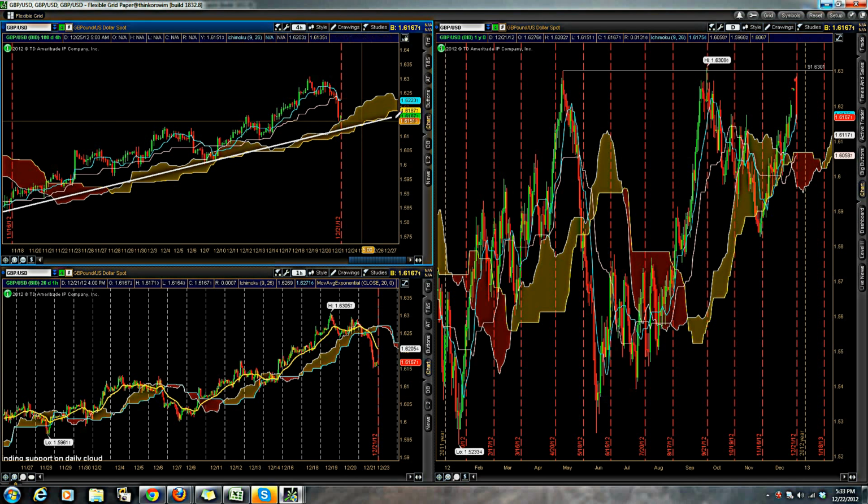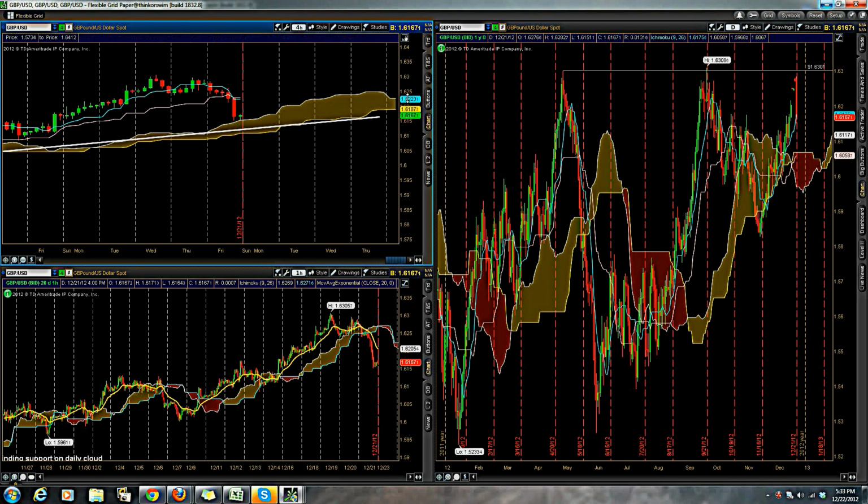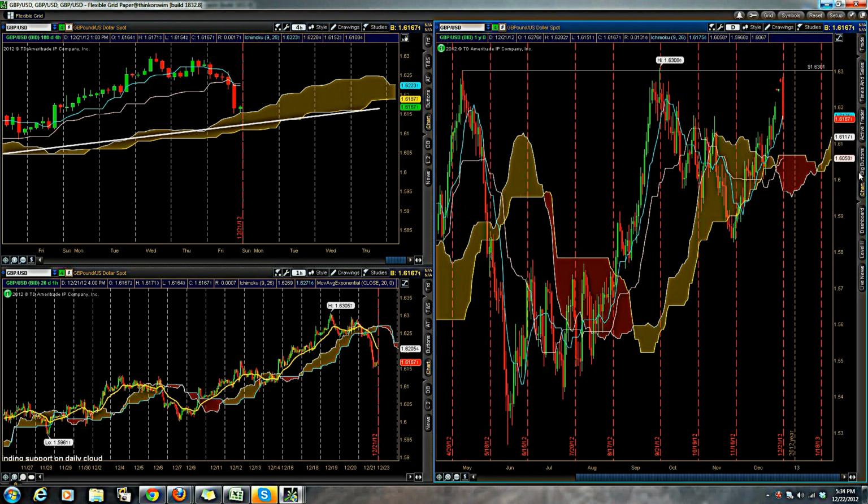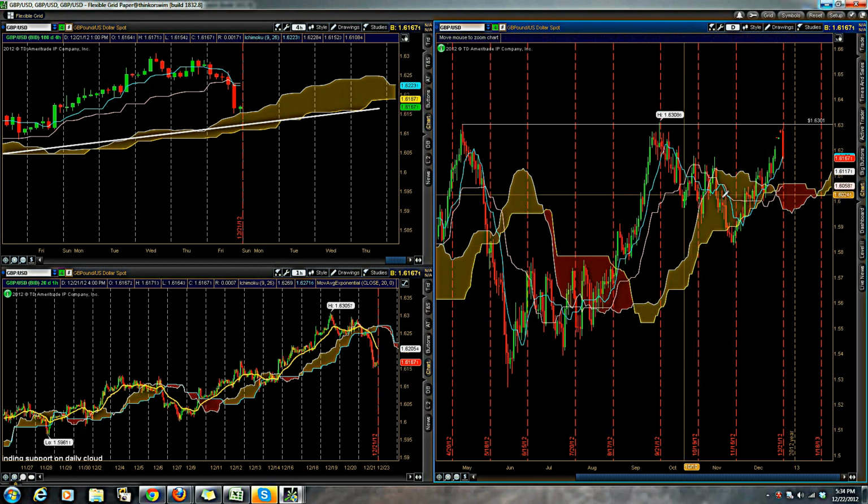Pound dollar, same thing like euro. Coming across right now, it is actually sitting on the 4-hour Kumo, finding some support at it. It ended the day with a 4-hour bullish candle. However, overall, it ended the day in the red on a daily chart.